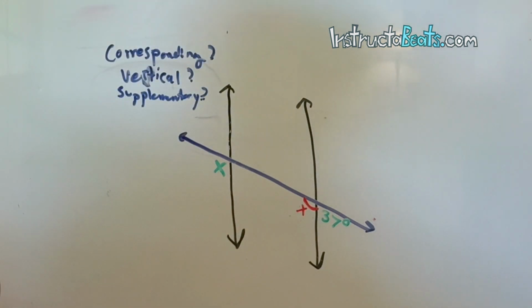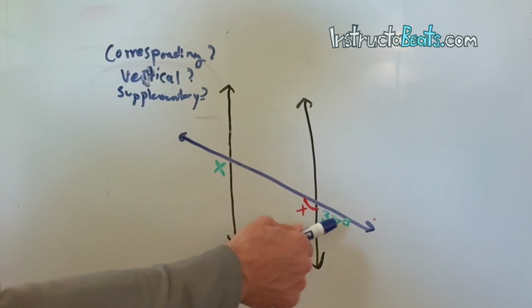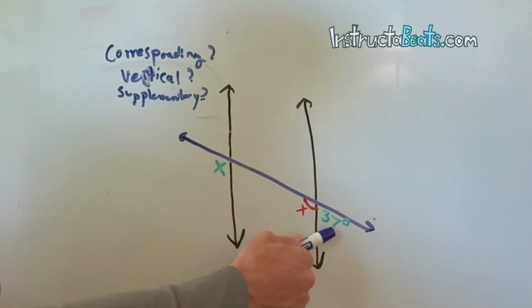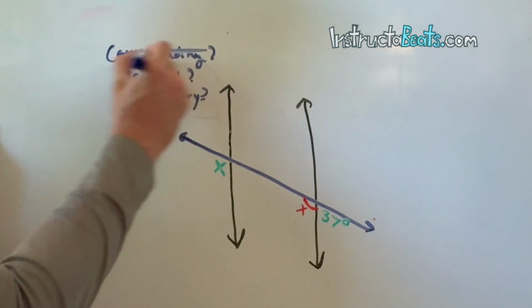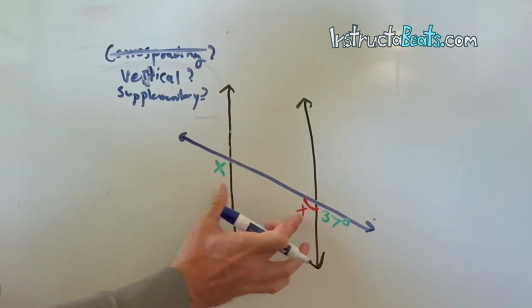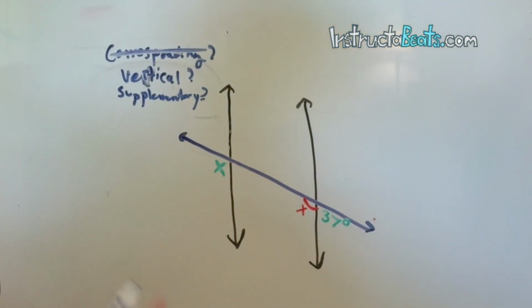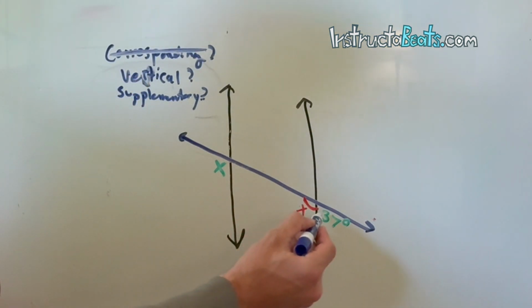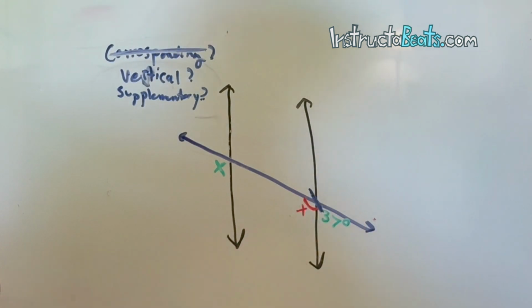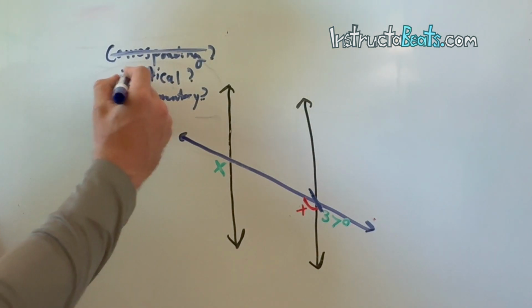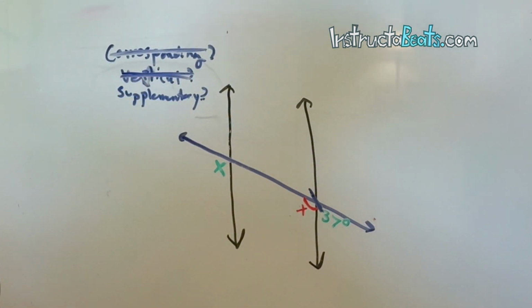And so now you have a choice to make. Excuse my terrible handwriting on the whiteboard, but I'm a teacher, so teachers have bad handwriting. Are 37 and X right here corresponding angles? The answer is no, obviously. They're not in the same spot. We already know that this X corresponds with that X, so it's not corresponding. Are they vertical? Is 37 across from the X, across that intersection? Are they opposite of each other? The answer again would be no.